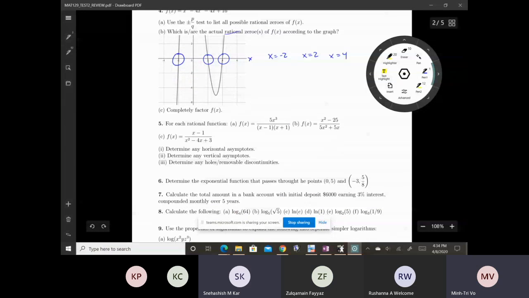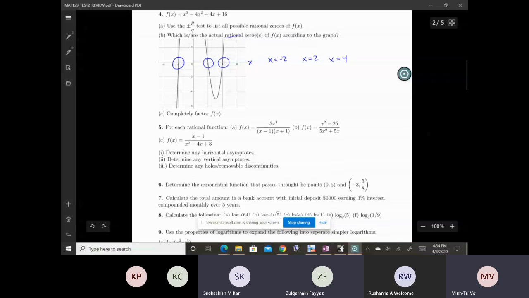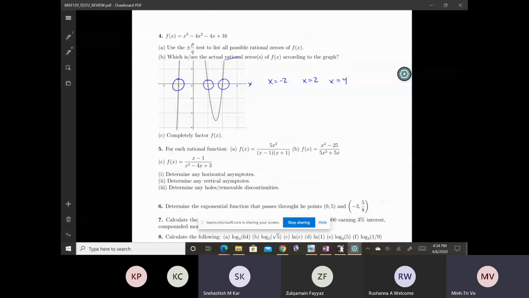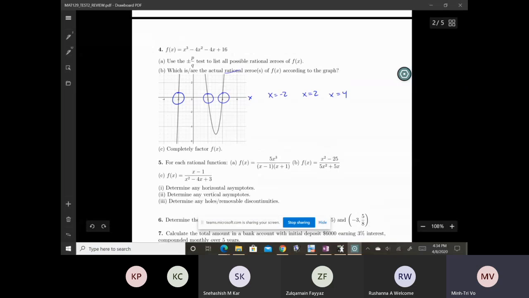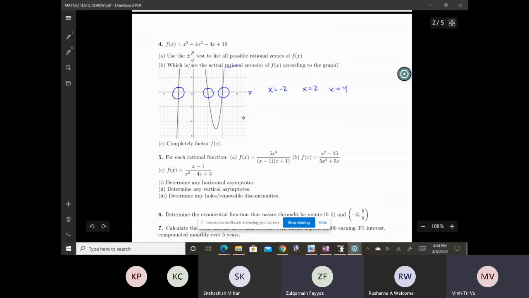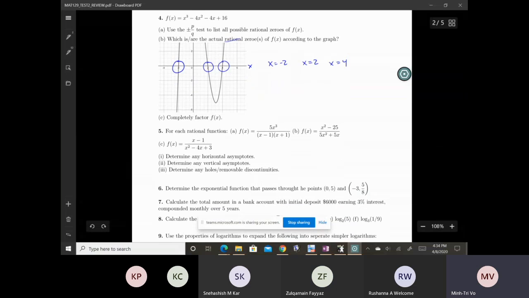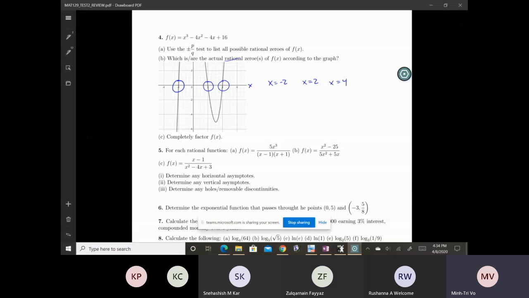Yeah, and then completely factor f of x. So this one is actually not too bad to factor, but in any case, when you have a cubic, it might not be so easy to factor, right? So an alternate way of factoring it besides looking at the polynomial is to use the zeros. It's the same thing as what we did before, except we're working backwards this time.